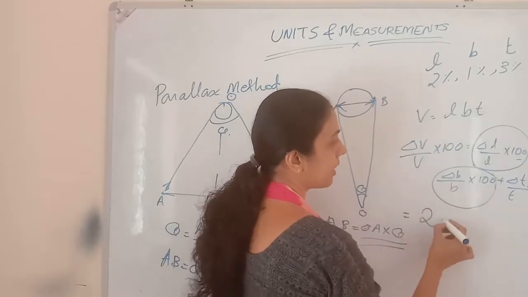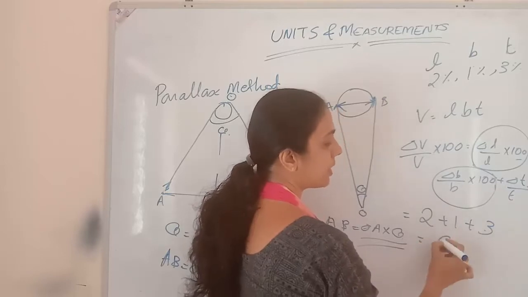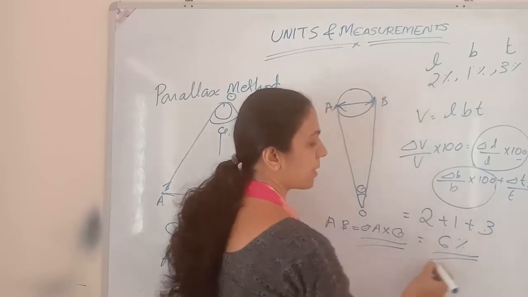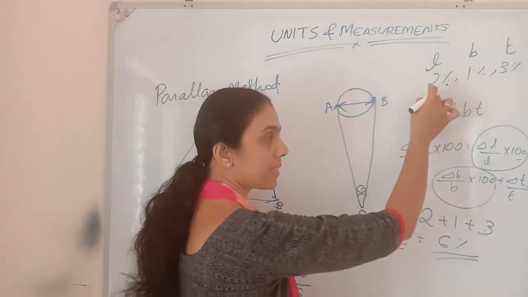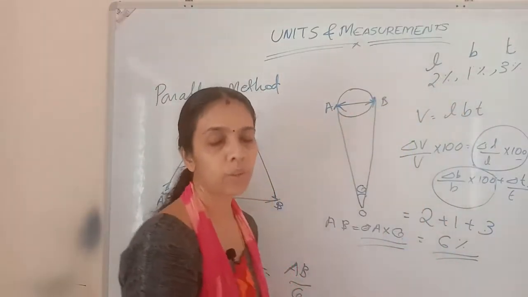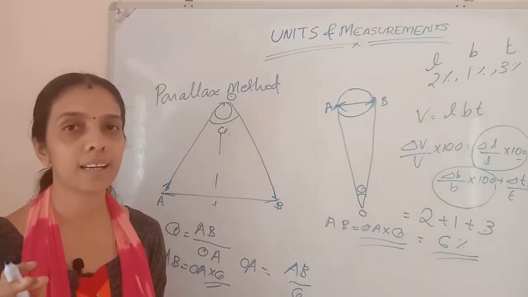So you can take it as 2 plus 1 plus 3. So how much is it? Together it is 6%. Okay, so delta, just directly given the percentage error only is given. Okay, percentage error and relative error, how are they related?